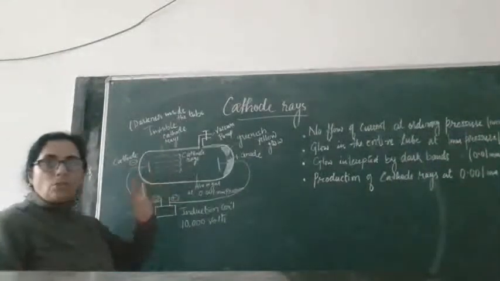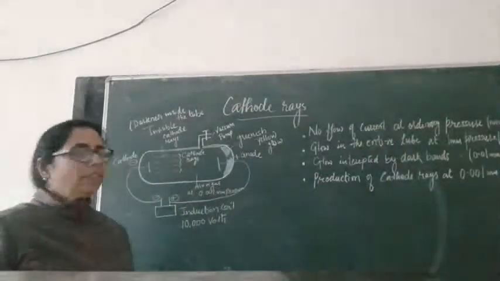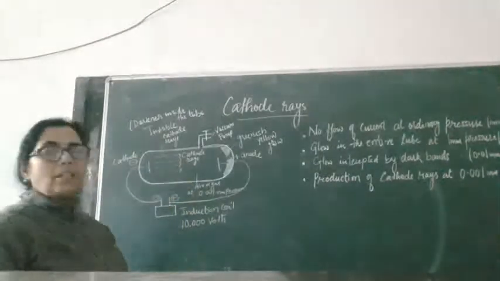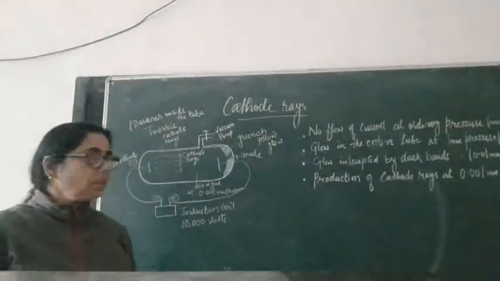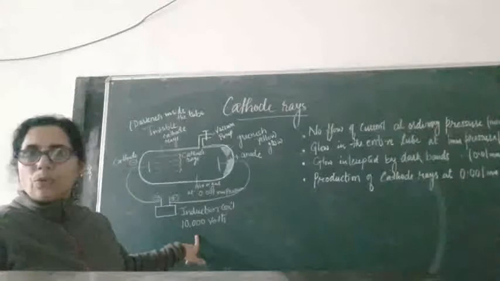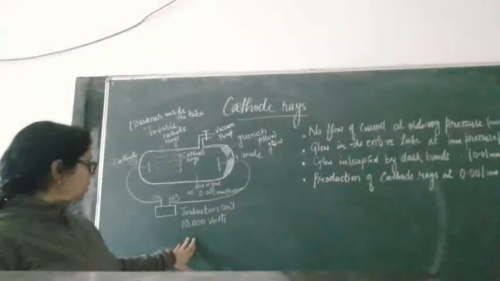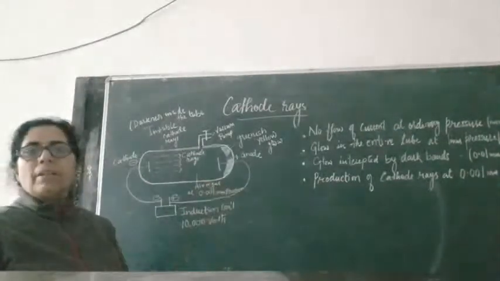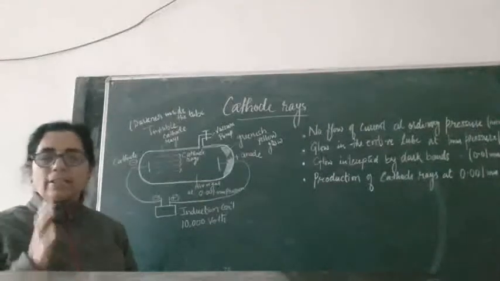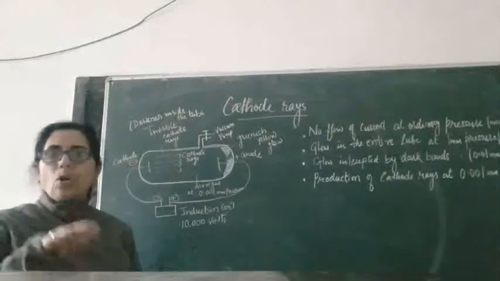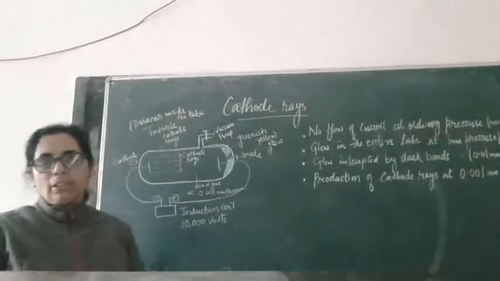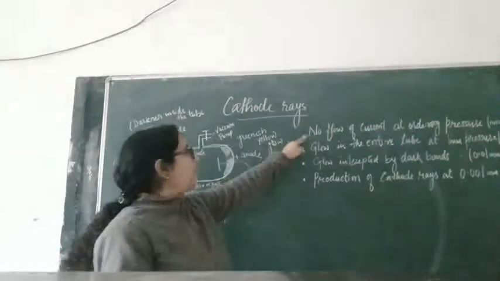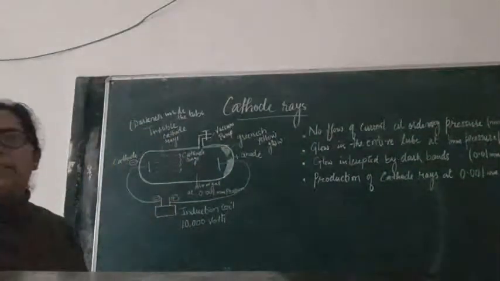When there is normal pressure, we can take air or any other gas. First, without removing any gas or lowering the pressure, when we pass a very high voltage of about 10,000 volts, there will be no flow of current, because at ordinary pressure, the flow of current through these gas molecules is not possible. You can see this here: the first point shows that there is no flow of current at ordinary pressure.